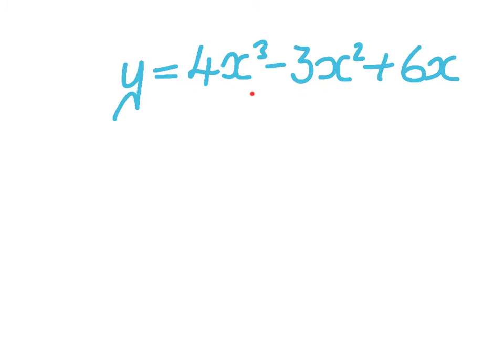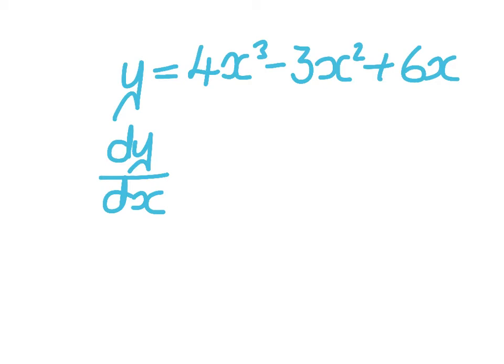y is equal to 4x cubed minus 3x squared plus 6x. We're not given function notation, we're given y. So it's in terms of x and y. We could plot this on a graph. When I differentiate, I'm going to use the notation dy by dx. And we'll look at this in a little more detail when we're in class together.